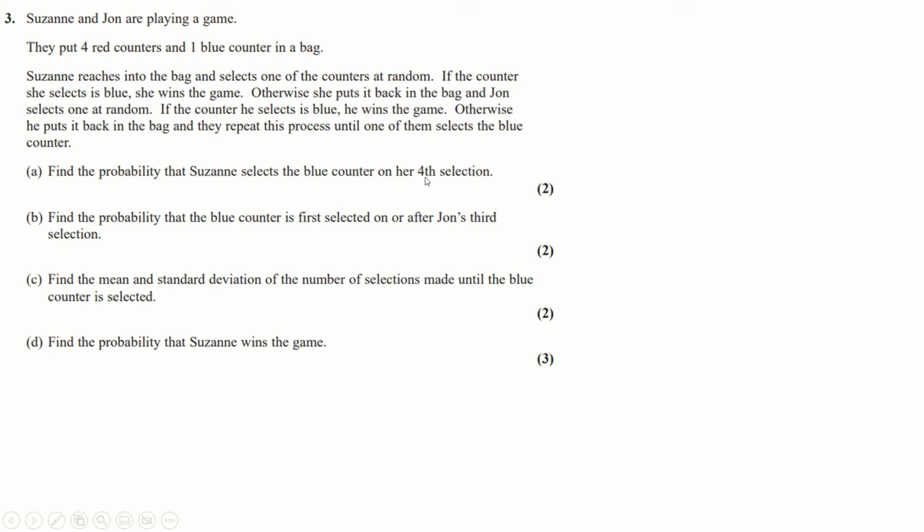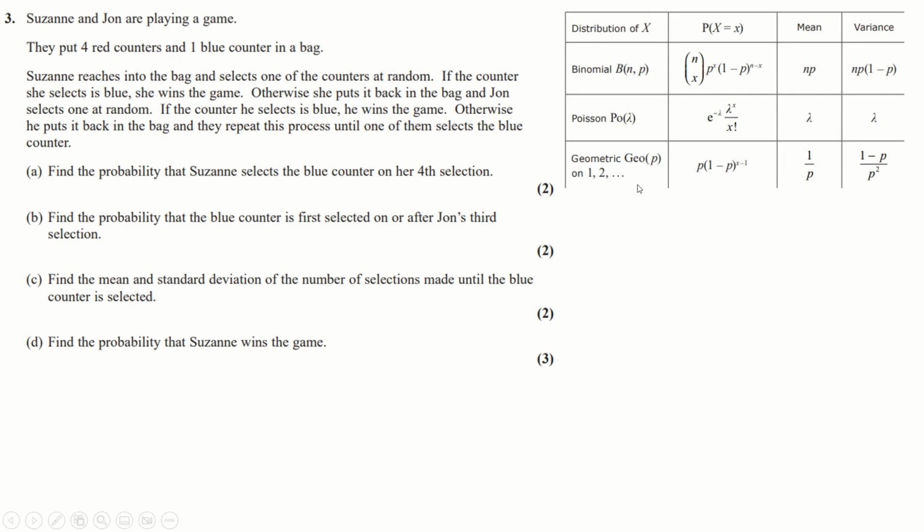Well, for that to happen, she can't have got a blue on her first, and nor can the other guy, John. And then they must have both missed on their second and both missed on their third. Her 4th selection is actually the 7th go at this, right? They each have 3 goes first, so that's 2 times 3 is 6, and the 7th go is the one that picks out the blue.